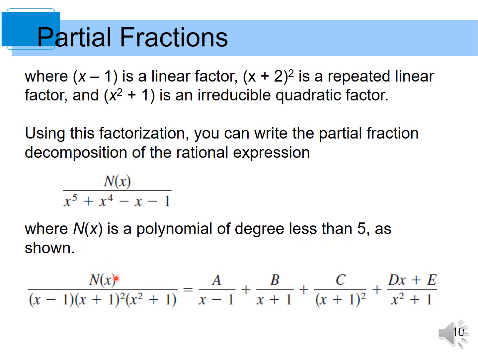And based on this rational function, N(x) over this polynomial, where in the previous slide we have factorized this polynomial, we have x minus 1, x plus 1 squared, and x squared plus 1. And then this rational function can be written into this partial fraction.